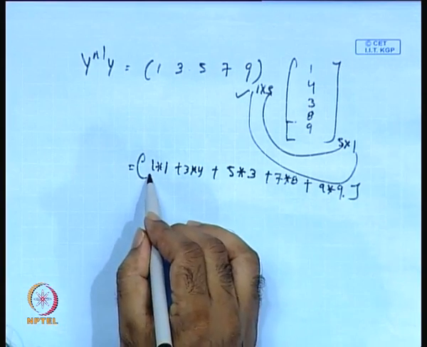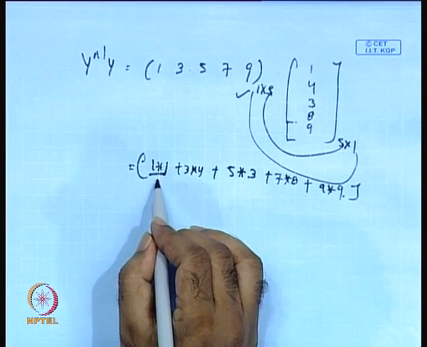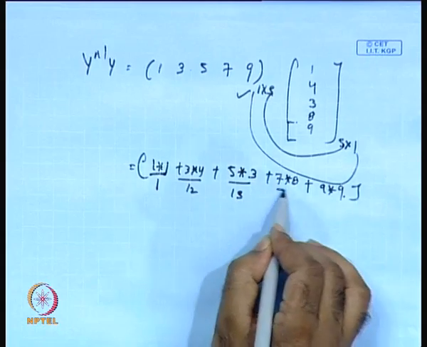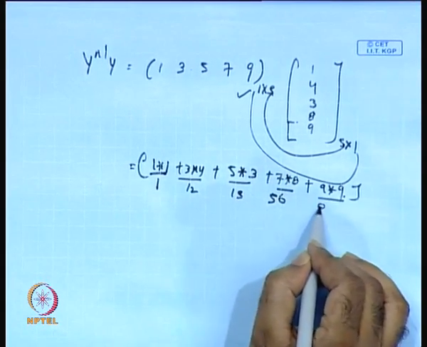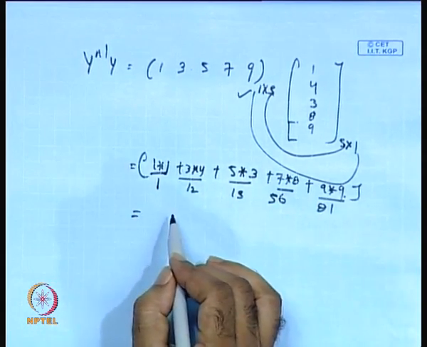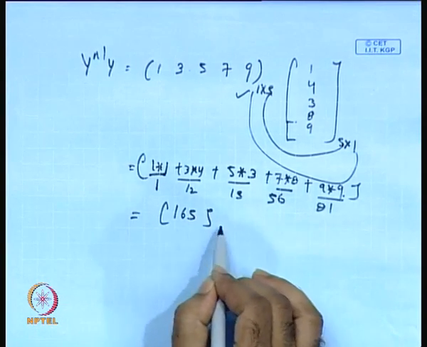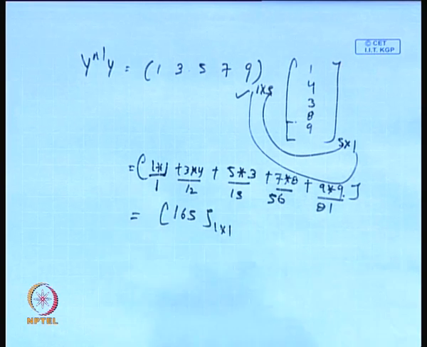So this is 1, this is 12, this is 15, this is 56, this is 81. If we make the sum, it comes to 165. So this is 165, 1 upon 1. This is y head transpose y.